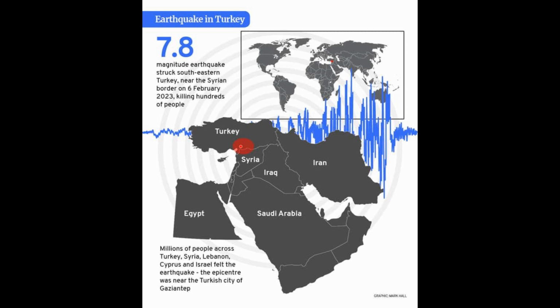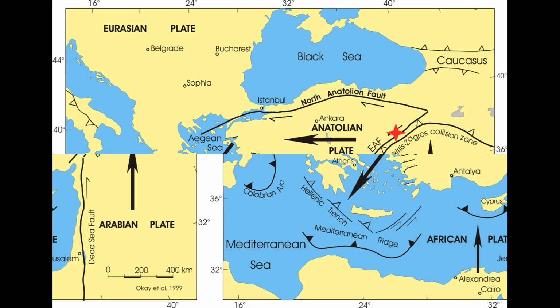These two plates form a major plate boundary, known as the Alpine Himalayan orogenic belt. The African plate is moving northwards and colliding with the Eurasian plate, which is causing pressure and friction at the plate boundary and leading to earthquakes. In addition to the African and Eurasian plates, there are several smaller tectonic plates in the eastern Mediterranean region that also contribute to seismic activity in Turkey.